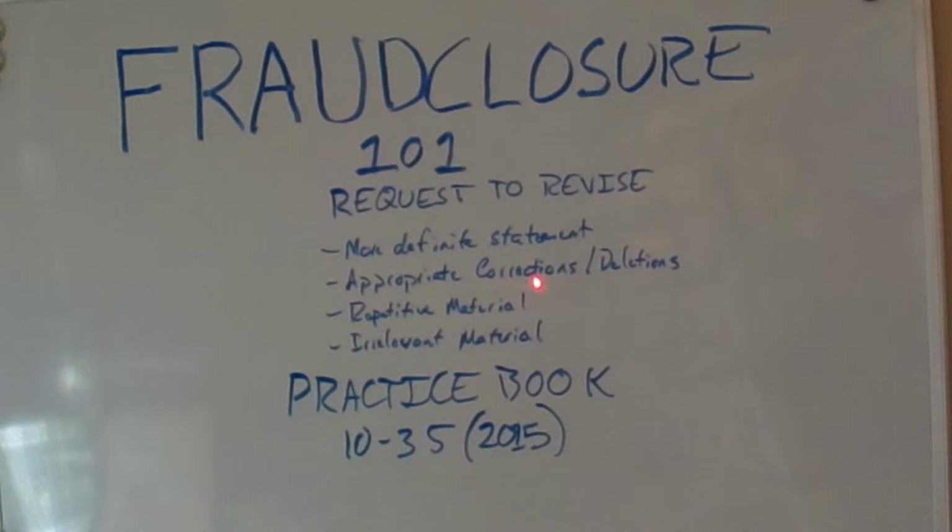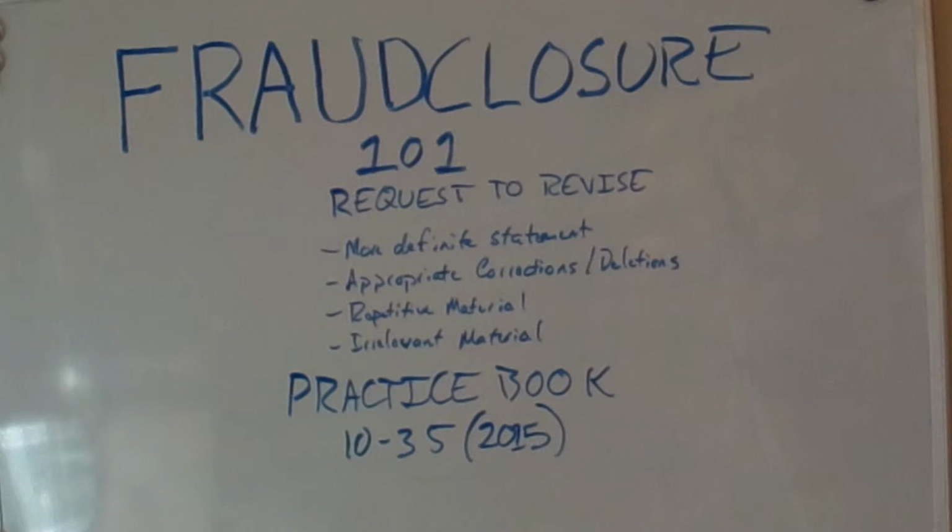Two, appropriate corrections and deletions. For example, let's just say they make what's called a Scrivener's error. A Scrivener's error is something like you put a small a instead of a capital A. You put a number out of place. There's a comma where it shouldn't be. Stuff like that. The third use, the complaint has repetitive material.